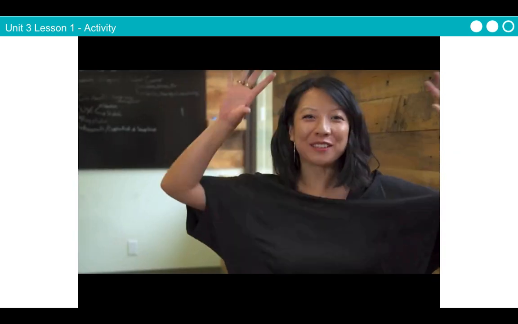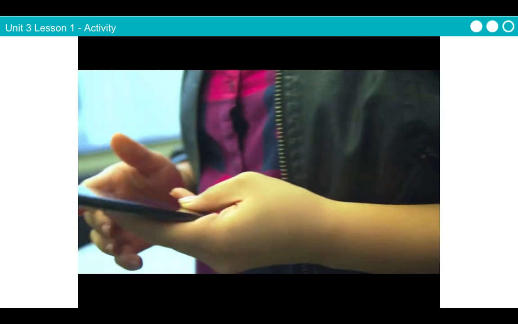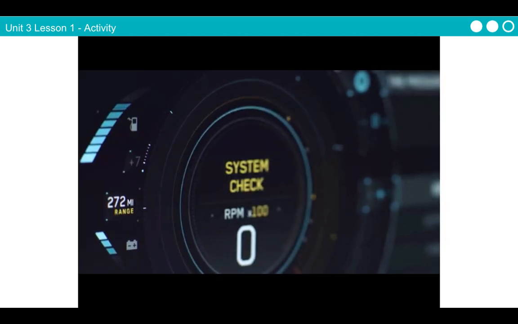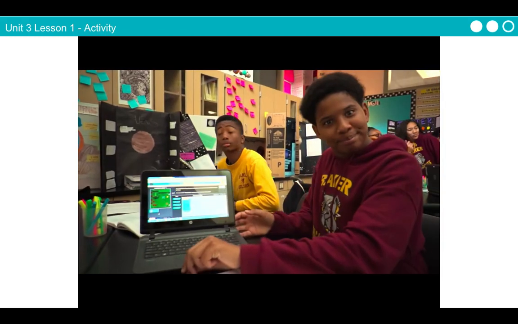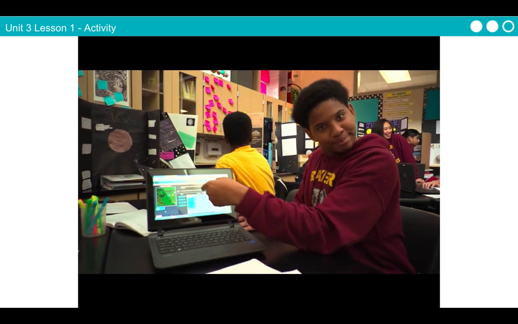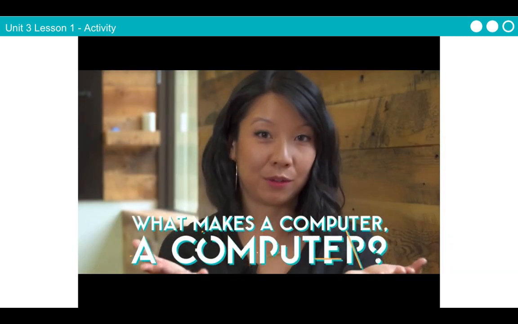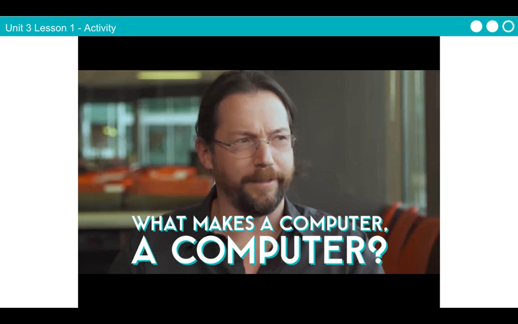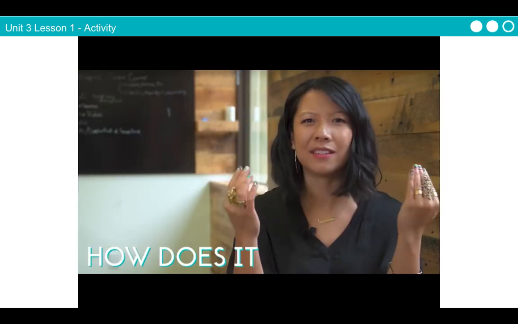Computers are everywhere. They're in people's pockets, they're in people's cars, people have them on their wrists, they might be in your backpack right now. But what makes a computer a computer? What does make a computer anyway? And how does it even work?